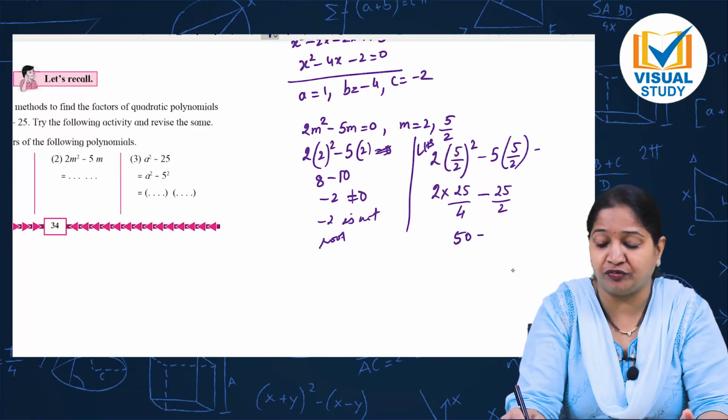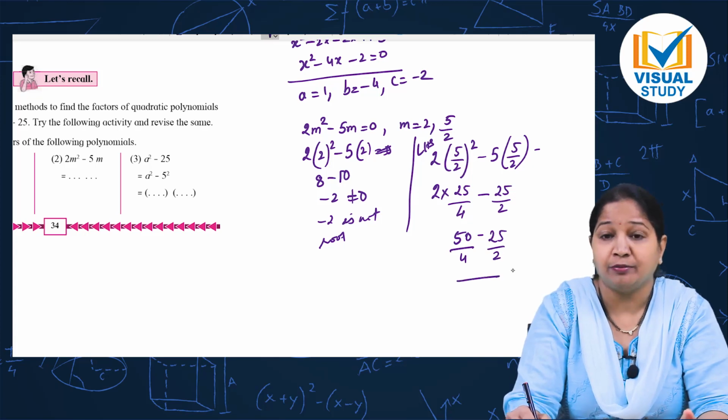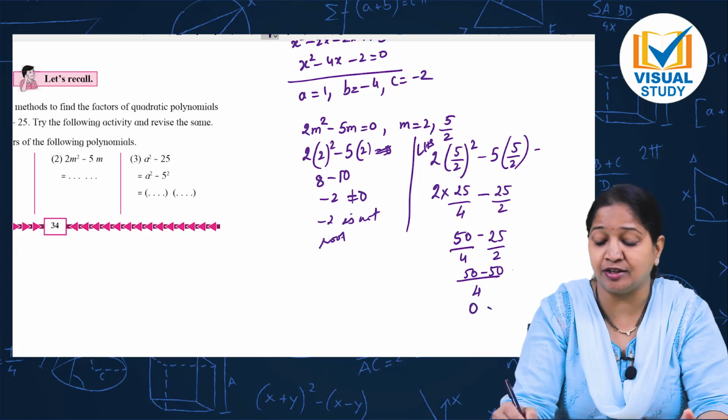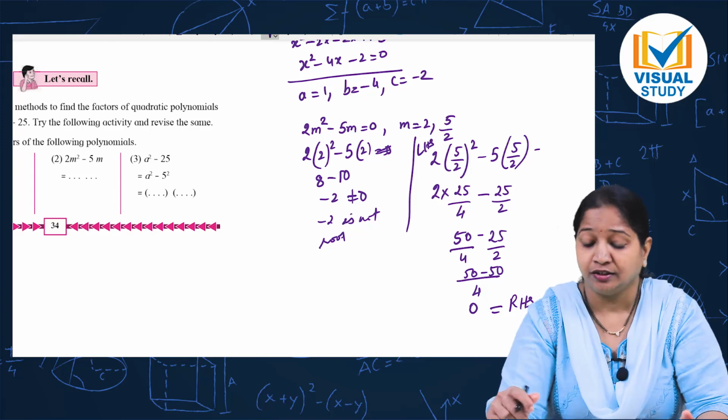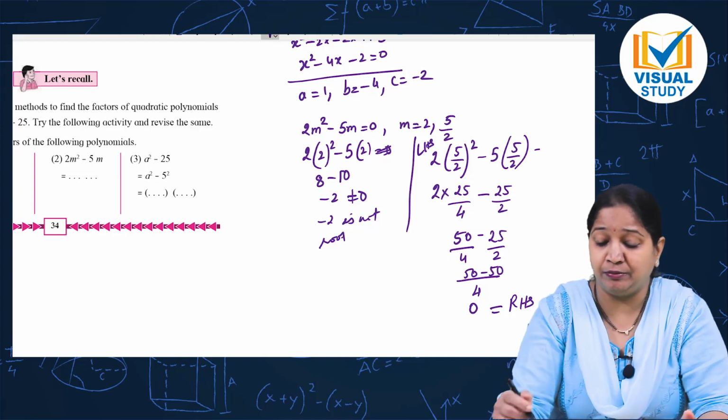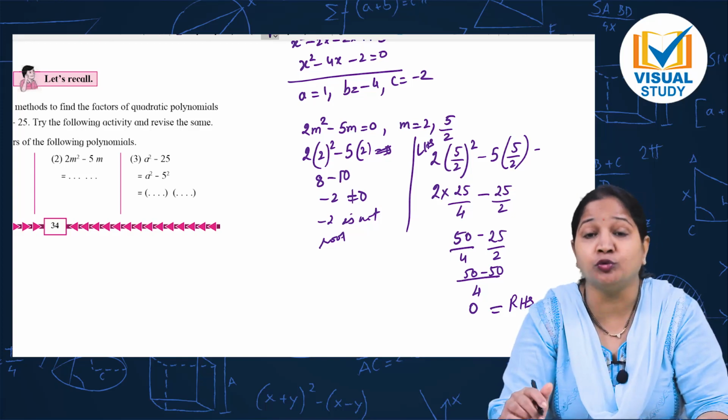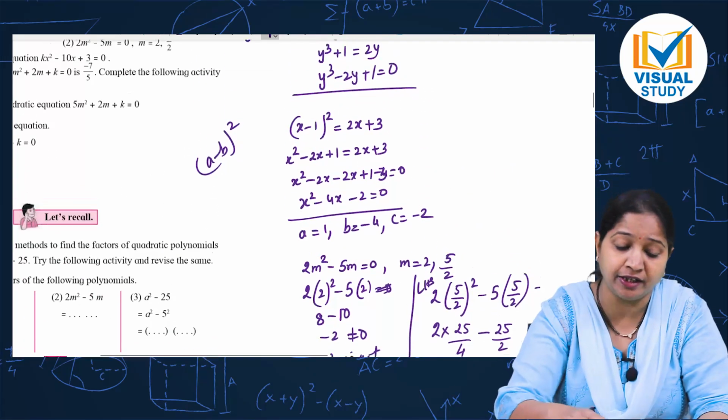25 into 2 is 50. 50 upon 4 minus 25 upon 2. By taking out the LCM, 50 minus 50, and you get 0, which is equal to your right hand side. And therefore, m equal to 5 upon 2 is the root of the given quadratic equation.